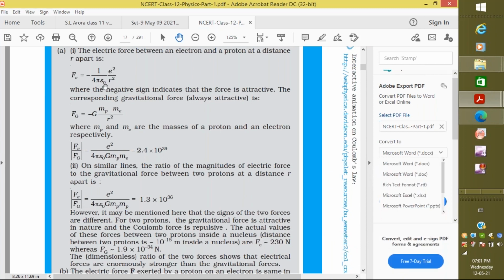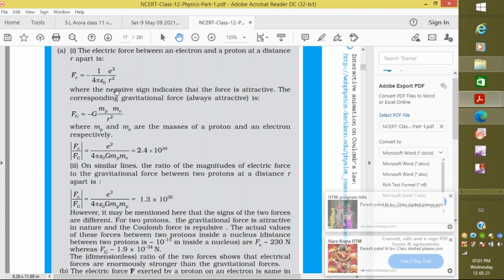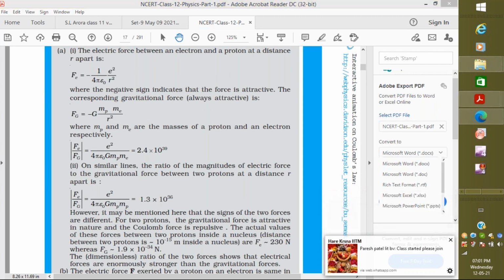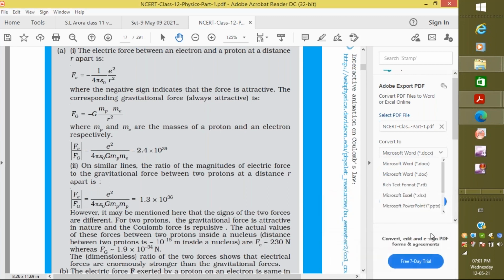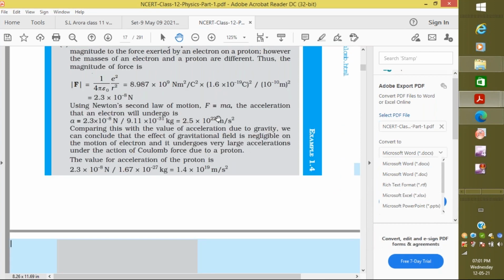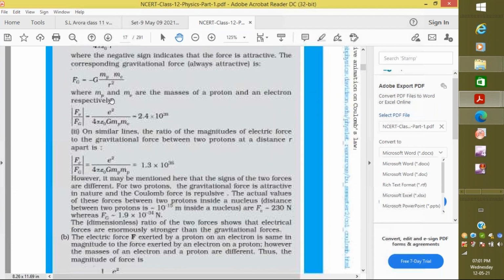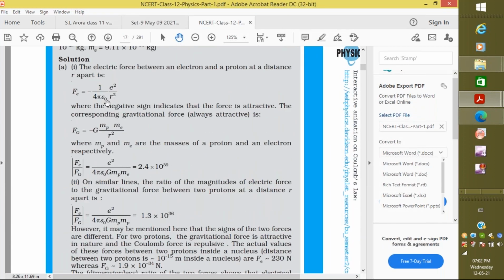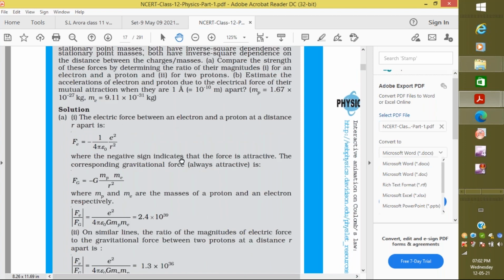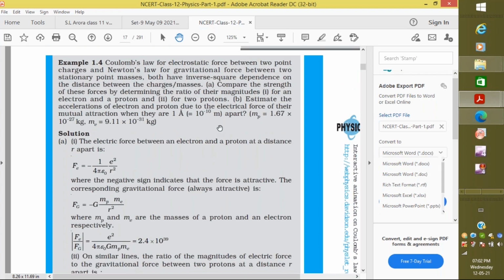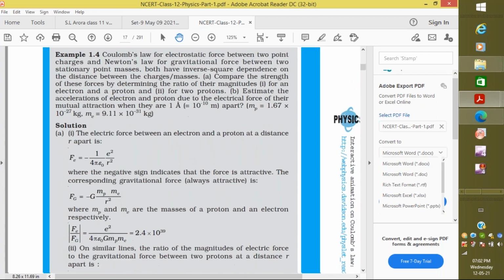And Fg, that means the gravitational force. If you are not able to see my screen, you may see your book also, the first example in Coulomb's law. What is the electric force? Electric force will be minus e square by 4 pi epsilon naught r square. So r they have given you, suppose 1 angstrom away from each other, and the masses of the proton and the electron are given.